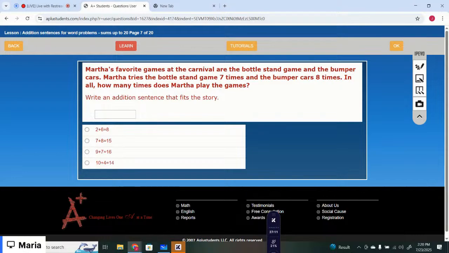Martha's favorite games at the carnival are the bottle stand game and the bumper cars. Martha tries the bottle game 7 times and the bumper car 8 times. In all, how many times did Martha play the games? So, which is the correct option?